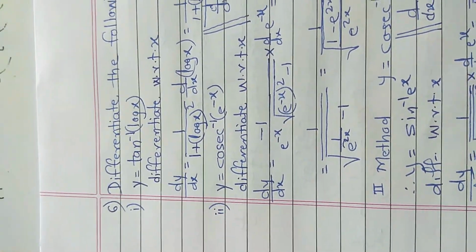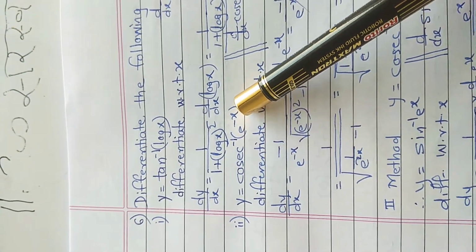Now Roman 2, y equal to cosec inverse of e raised to minus x.